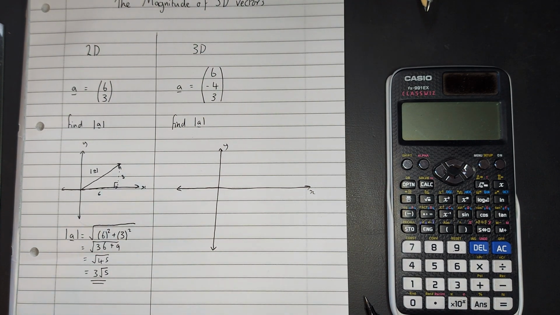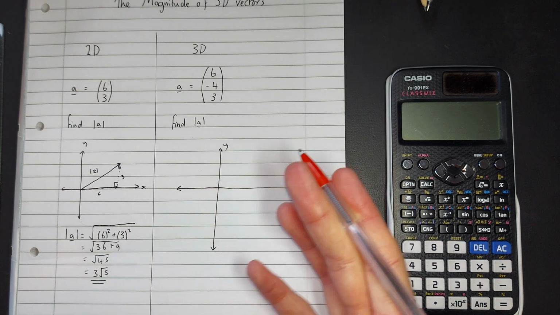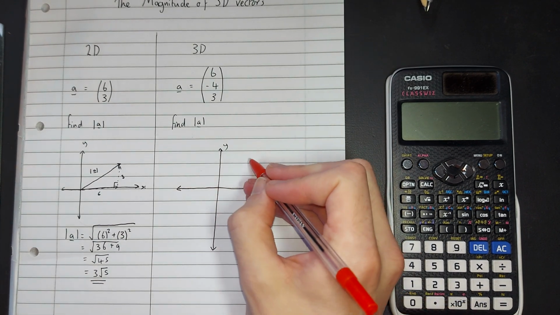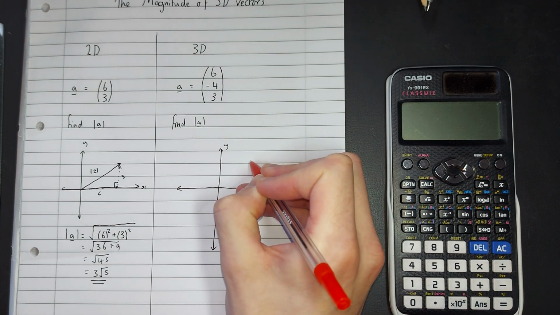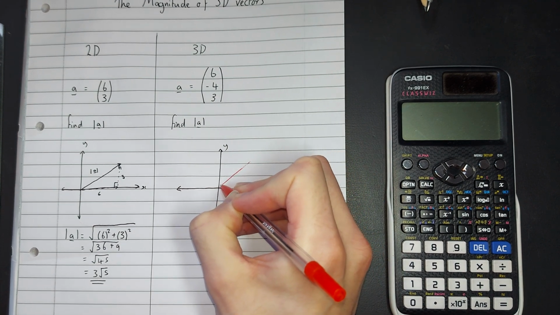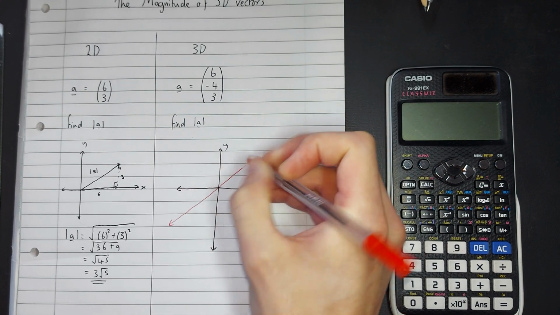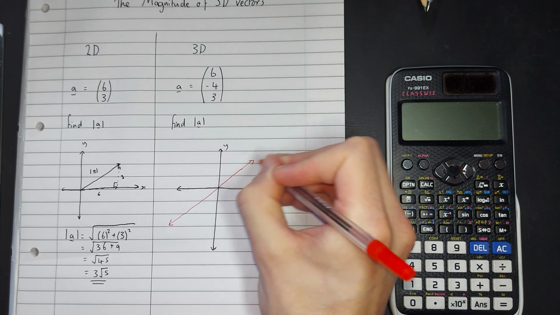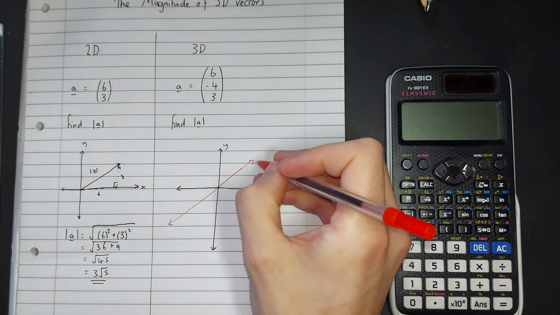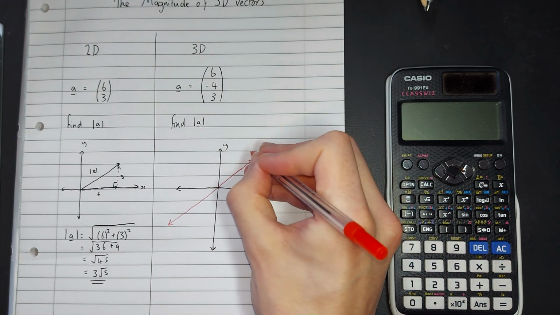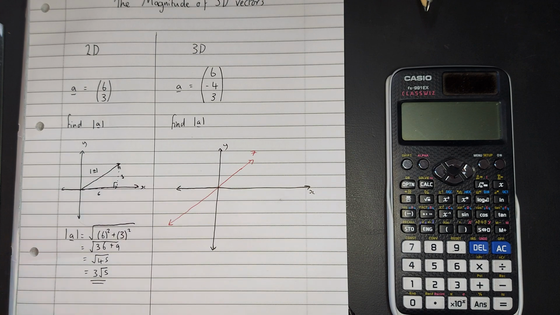Now we're going to have to try and imagine what's going on here. To show it's going into the page, I'm going to use a different coloured pen. This is going to be far away from you. It's going to come towards you, pass through the origin, and then keep coming towards you. Okay, so any time I've got something that's going into the page, I'm going to add it in a red pen. And this is going to be our z-axis. Right, so let's draw this out.